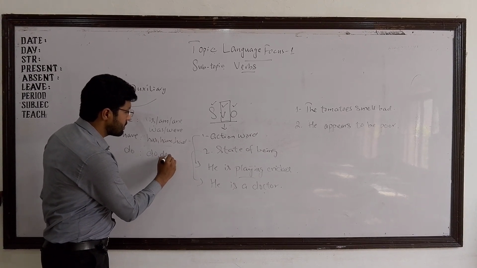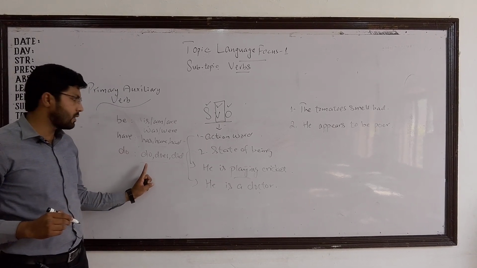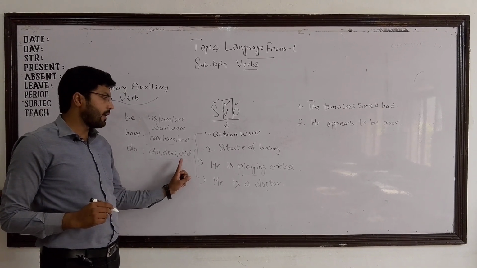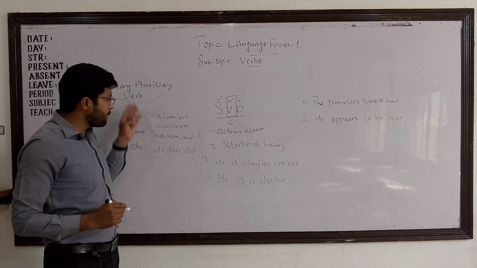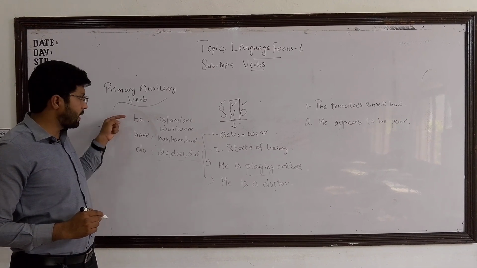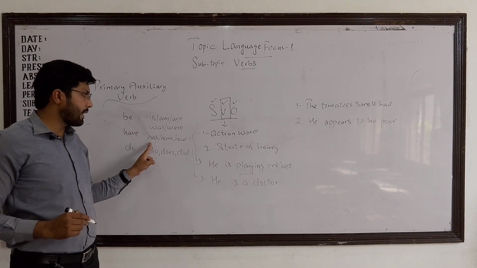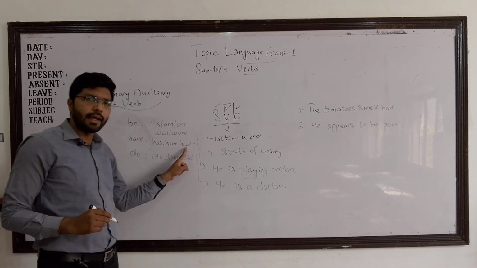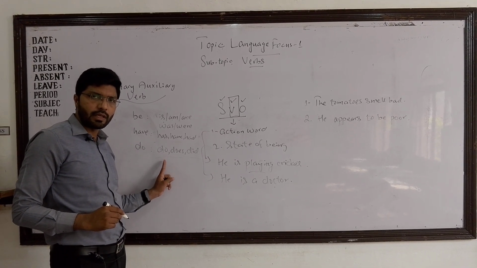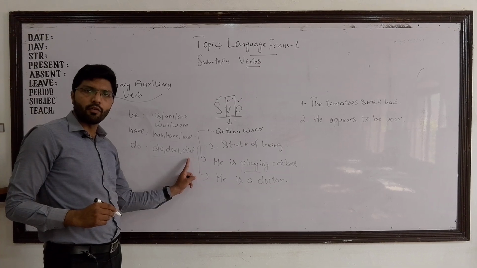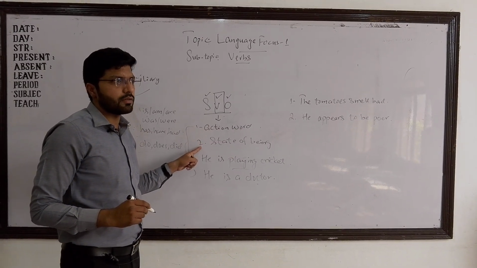Do, does, or did. This do or does we use in the present tense for making negative and interrogative sentences, and did we use in the past tense for making negative and interrogative sentences too. So these are the primary auxiliary verbs: be, have, and do. With the help of be, we draw is and are for the present, was and were in the past tense; have and has in the present perfect tense, had in the past perfect tense; do and does in the present tense for making negative and interrogative sentences, and did for the past tense. So this is about the action word, and this is about the state of being.